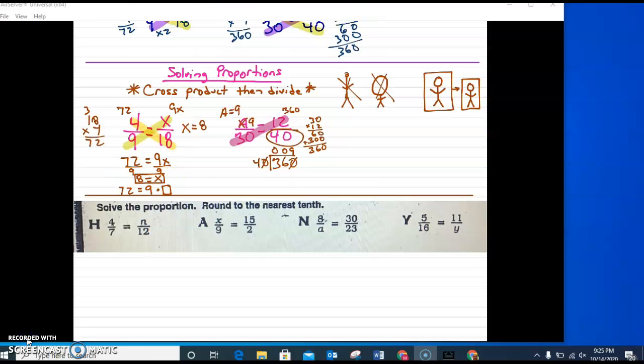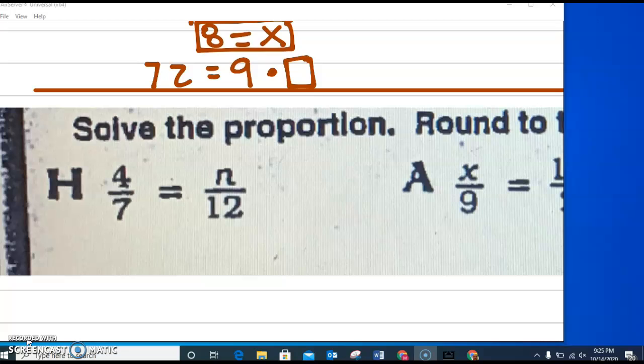Alright, here are 4 of them from one of your assignments. Okay, so solve the proportion round to the nearest tenth. That's because there's decimals later in this problem. So what can we multiply in letter H? We could multiply 7 times n, but not really, because you just get 7n, right? So instead we can multiply 12 times 4 and then just divide by what's left. Divide by 7. So 12 times 4 is what? 48. And then just divide by the extra number, which is 7.